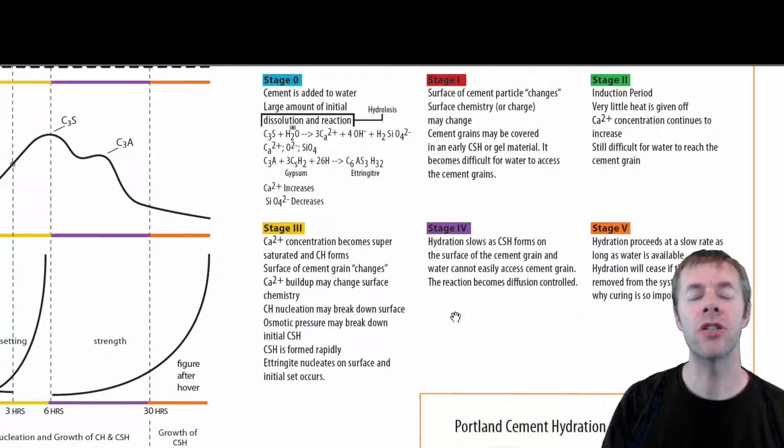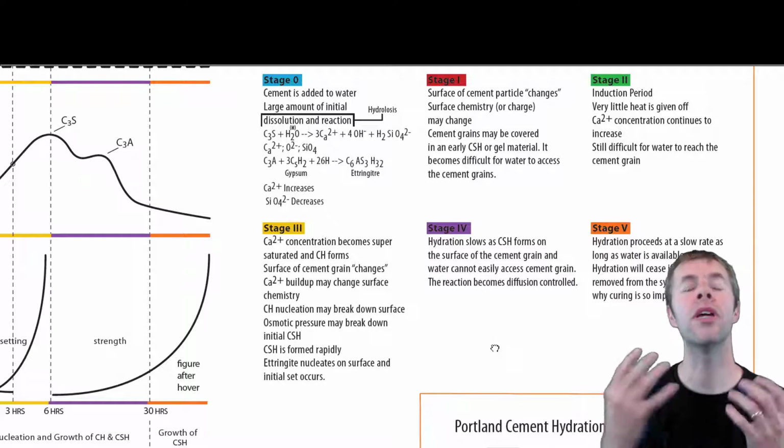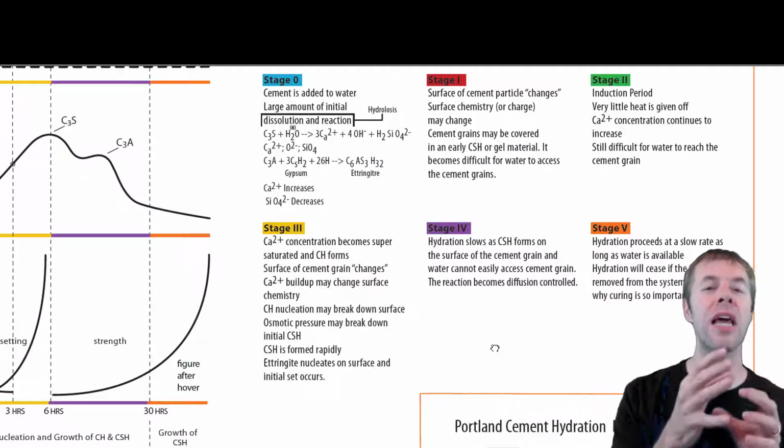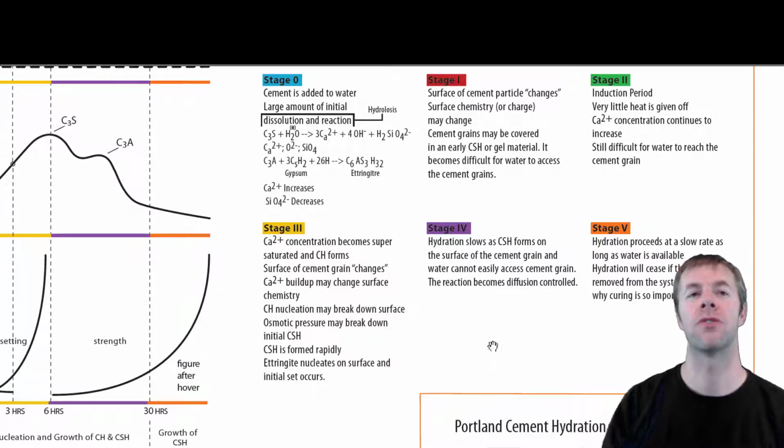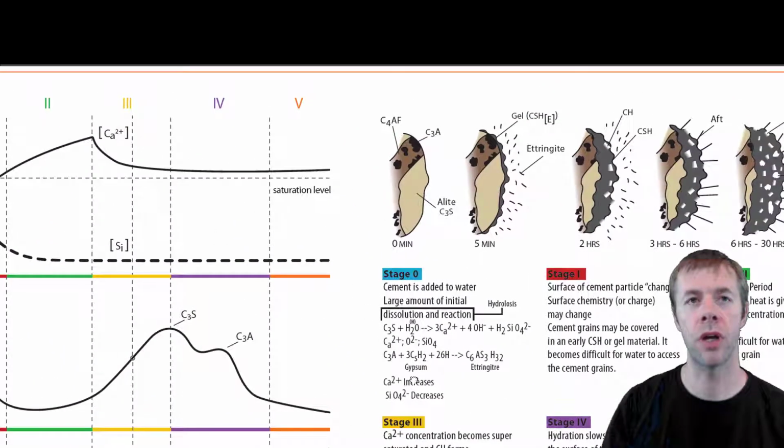So then we reach stage 4. It's known as the deceleration period. Hydration starts to slow as CSH forms on the surface of the cement grain, and water can't easily access the cement grain. I think this is true now. And the reaction becomes diffusion controlled. What's that mean? It means it can only go as fast as water can get in to the reacting surface.